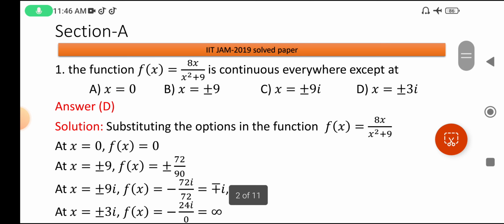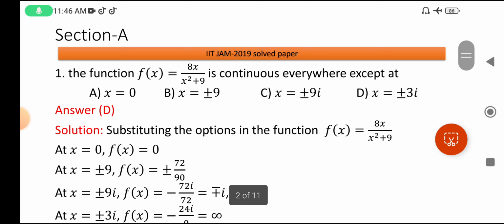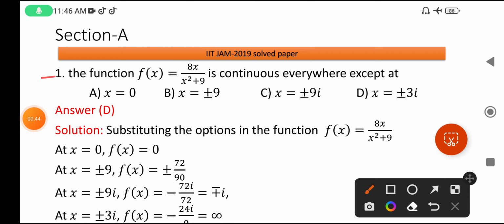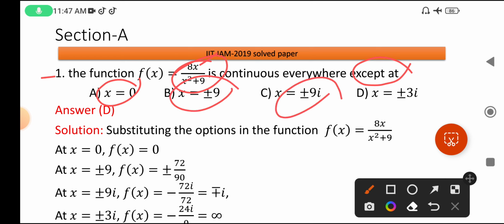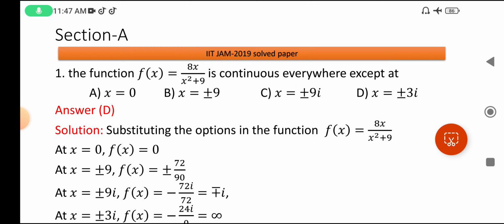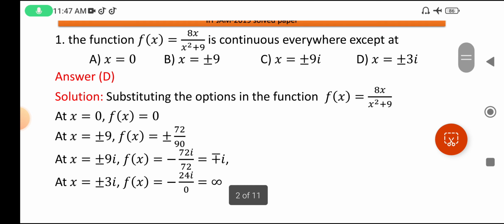Here is the first question. The function f(x) = 8x/(x² + 9) is continuous everywhere except at which point? This function is continuous everywhere but not at one point. Is it at x = 0, or at x = ±9, or at x = ±9i, or at x = ±3i? That is what we have to find.